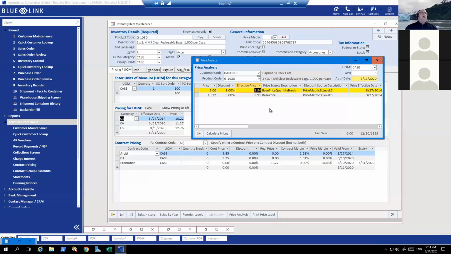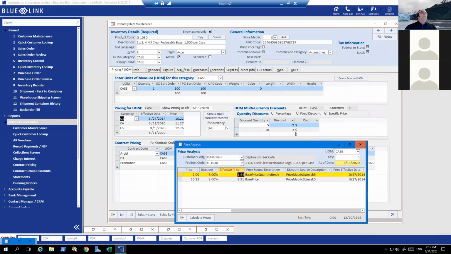Most customers, from my understanding, from what we've talked about, don't use a number of different pricing setups. They actually use one or the other or a combination, but they know what the situation is. So you can actually see that in the system. Of course, if I took this to a fixed discount or a percentage, it would actually have adjusted this accordingly.